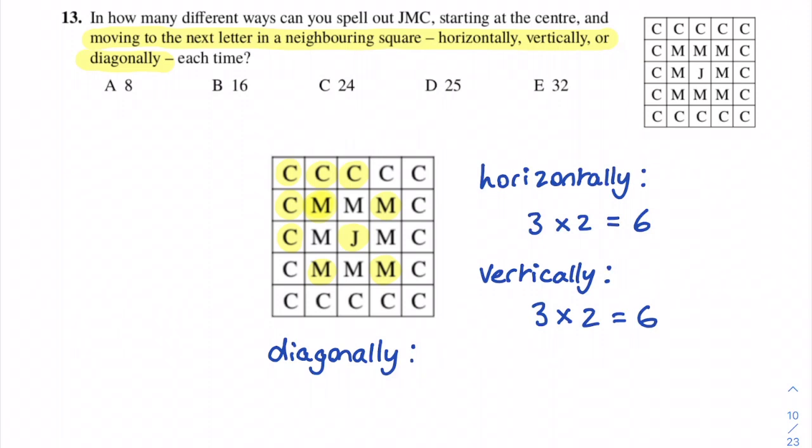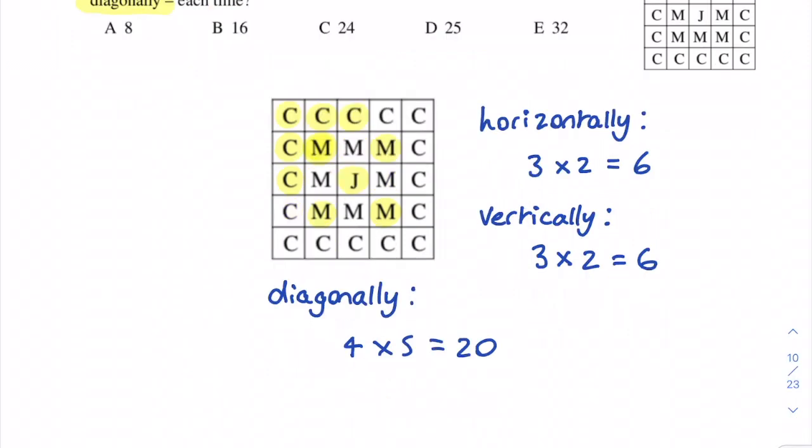And we can move to 5 values of C for every value of M. So there's 4 values of M, and there's 5 C values, then we're going to have 4 times 5 is 20. So therefore, in order to work out how many different ways we can spell JMC, we just need to add the number of ways we can spell it horizontally, vertically, and diagonally.